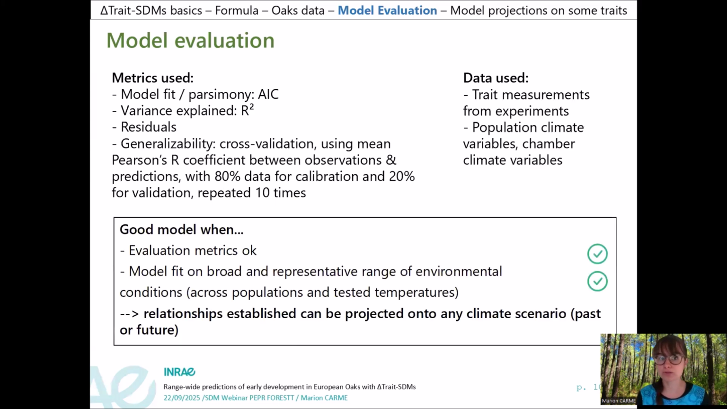So how do we know if we have a good model? Well, when the evaluation metrics are okay, but not only. It's very important that the model is fitted on a broad and representative enough range of environmental conditions. And it's only when these conditions are met that the relationships established can be projected onto any climate scenario.